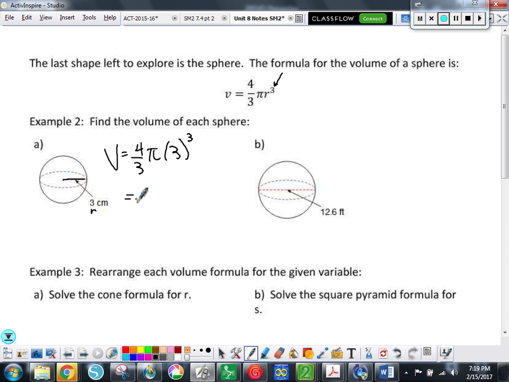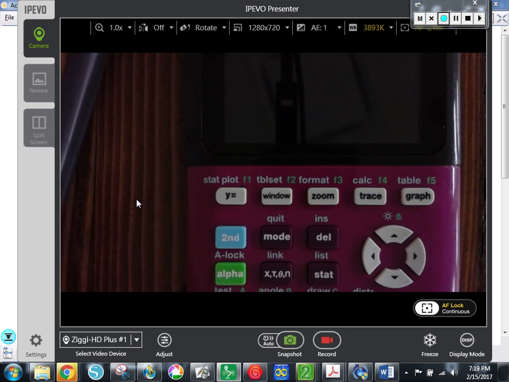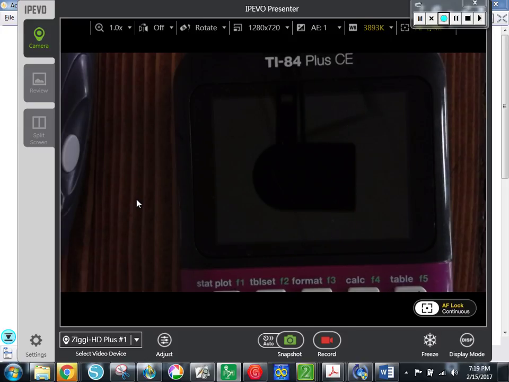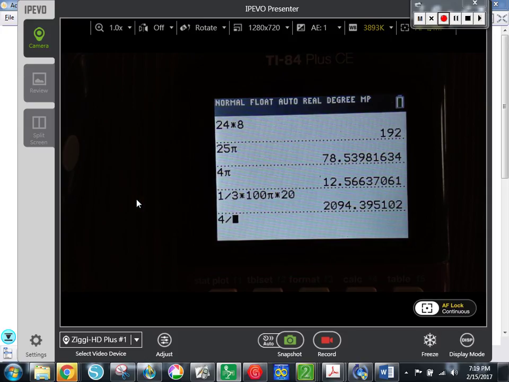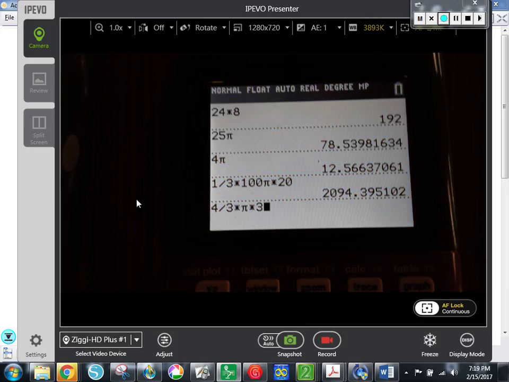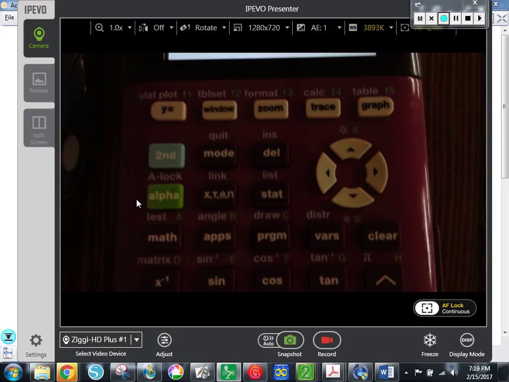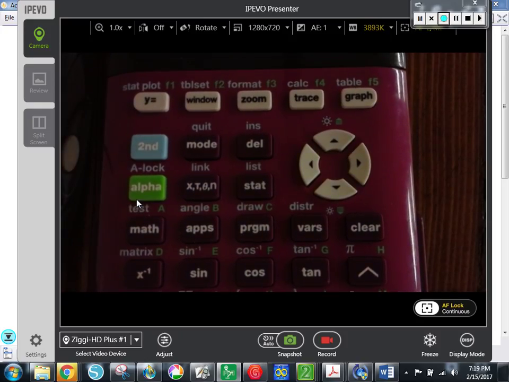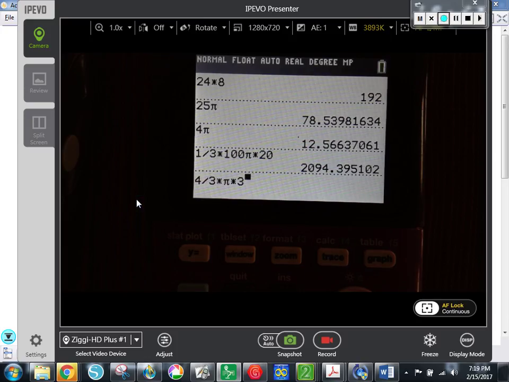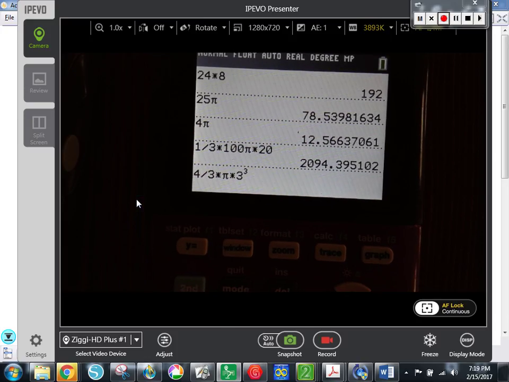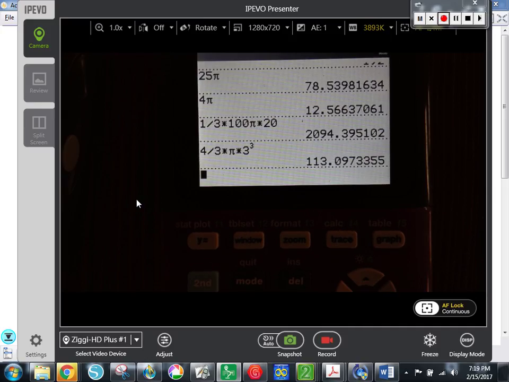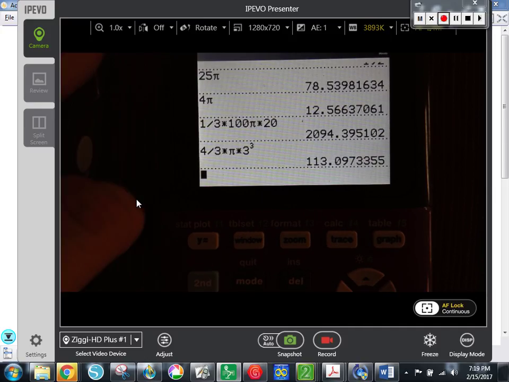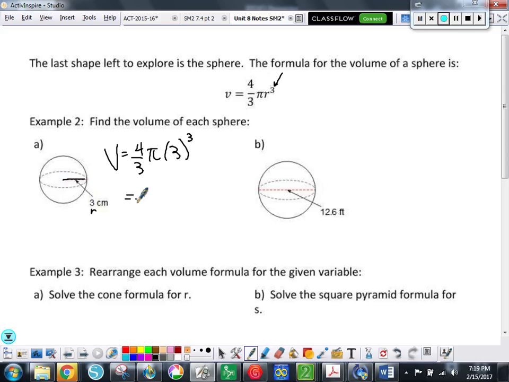Let me show you how to plug that into the calculator. So 4/3 times pi times 3, and then the button to get an exponent is this little caret button right here, or yours might have y to the x, but hopefully you know it by now. 4/3 pi r cubed gives us 113.1 centimeters cubed.